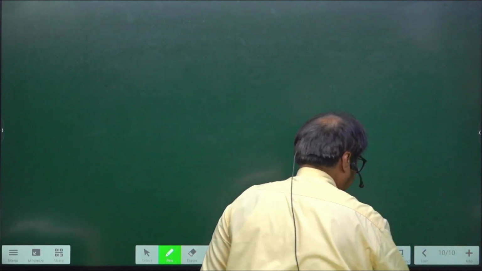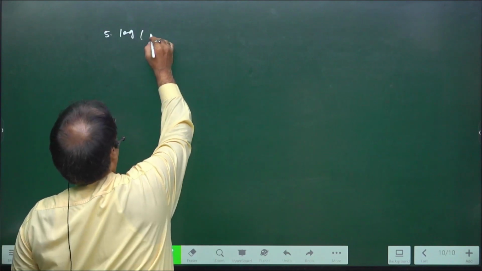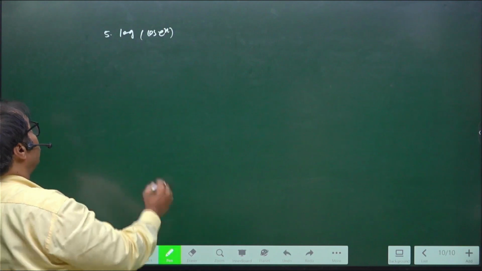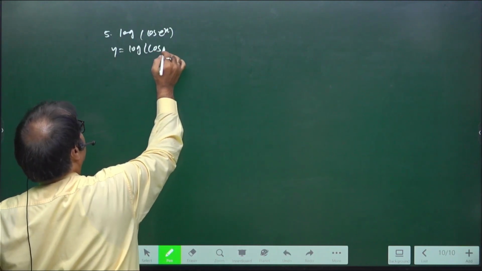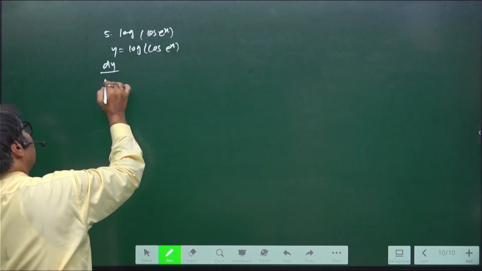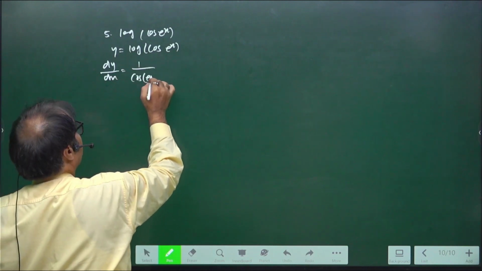So the next, in the case of log, next question: log of cos e to the power x. This is the question. So y is equal to log of cos e to the power x. So dy by dx is equal to, log x means 1 upon, so 1 upon cos of e to the power x.